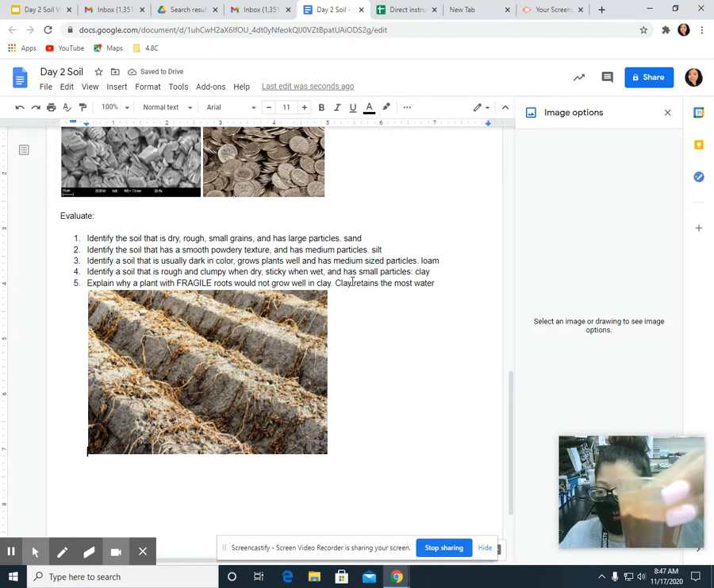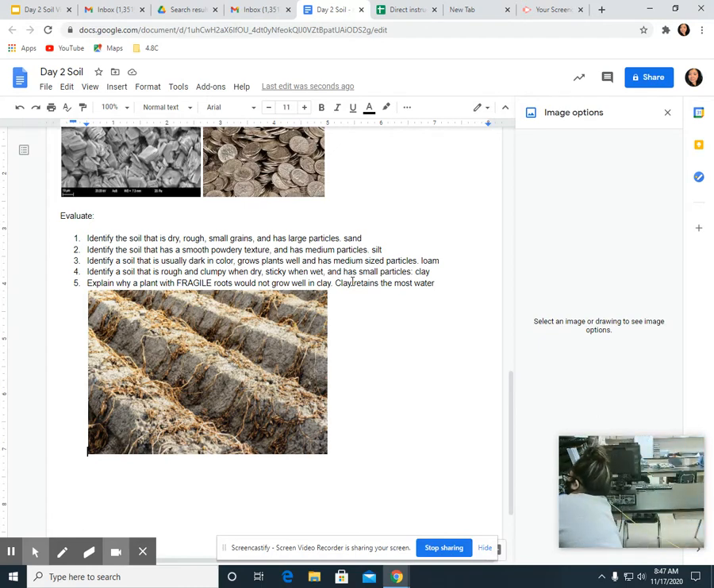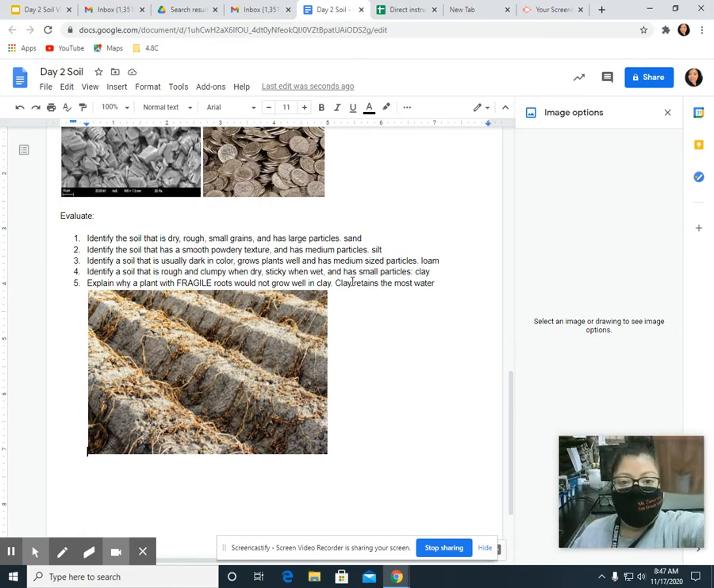So when I add water to this clay, those roots are not going to get any water at the bottom because that clay is so tightly packed that water will not make it to the roots of that delicate root or plant. So when it retains it, it holds it back.